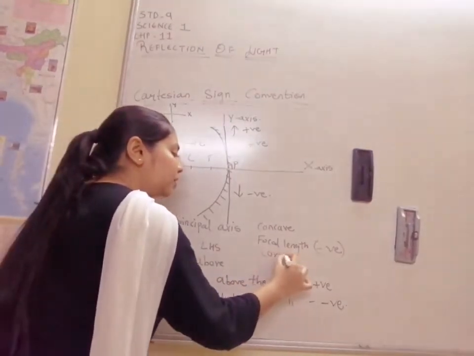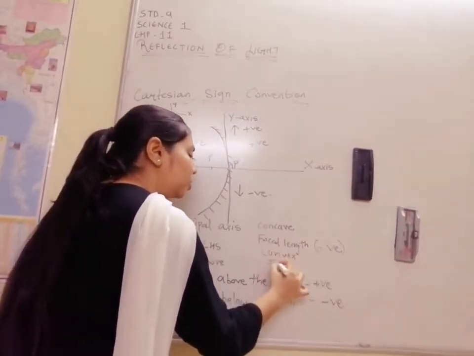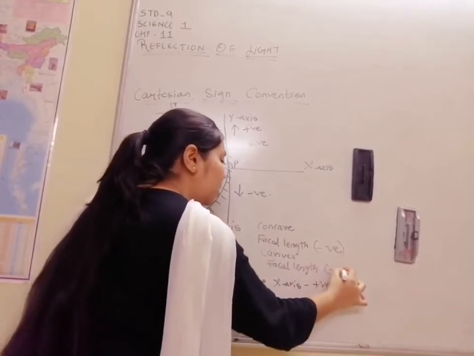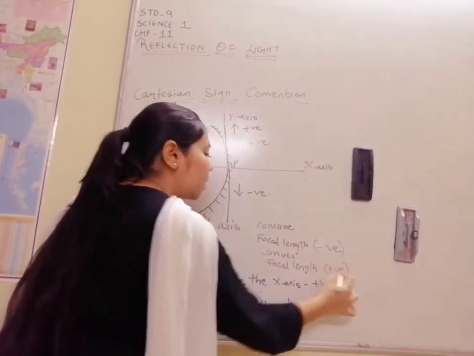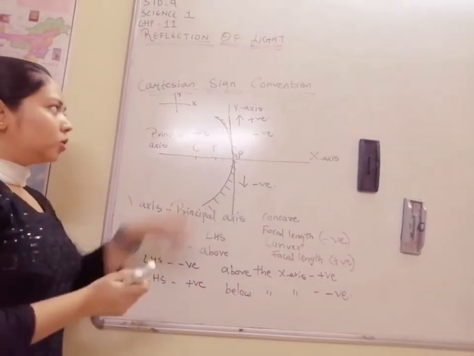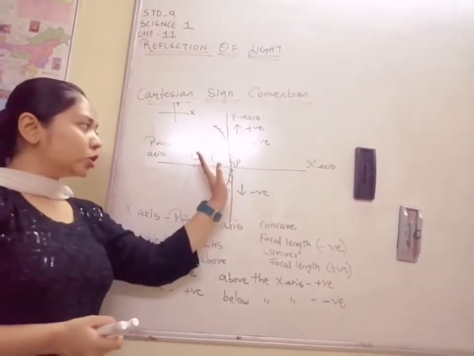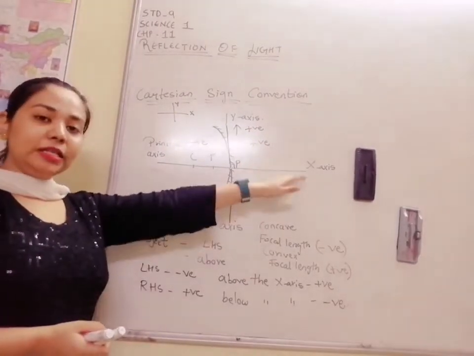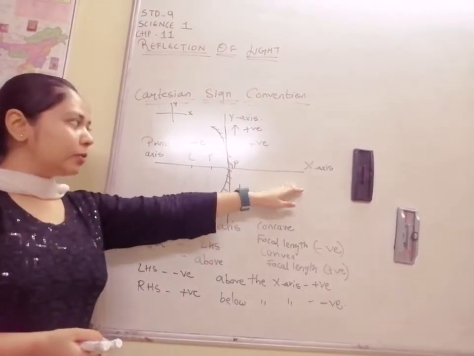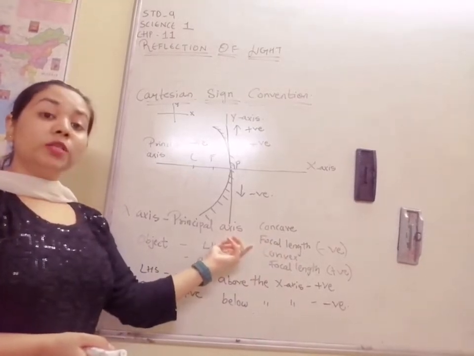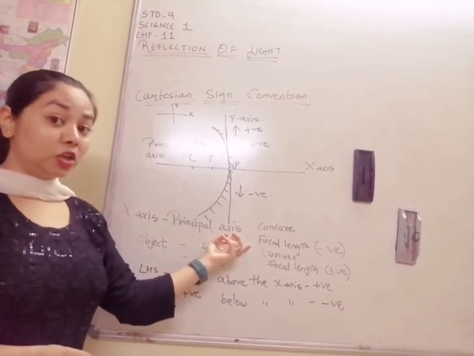Whereas in a convex mirror, the focal length will always be what? Positive. Why? Because now this will be my reflecting surface. The focal length comes here, so it is on the right hand side of the pole. Okay, so that's why it will always be positive. And for a concave mirror the focal length will always be negative. Keep this in your mind.